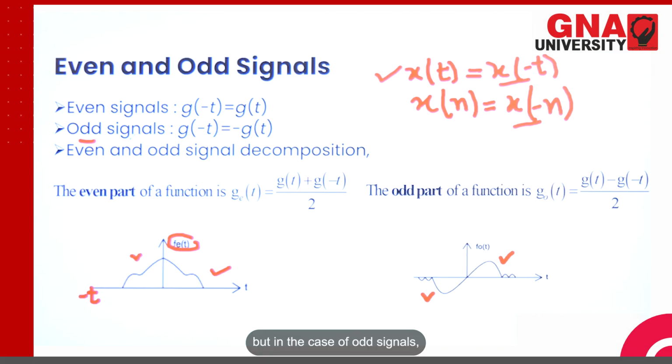But in the case of odd signals, the condition will be x of t is equal to minus x of minus t.